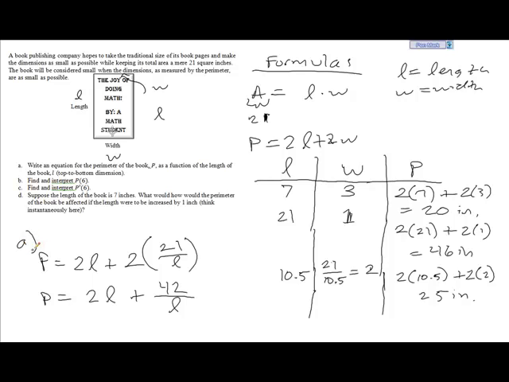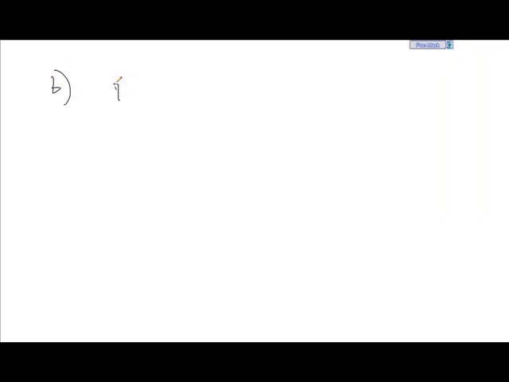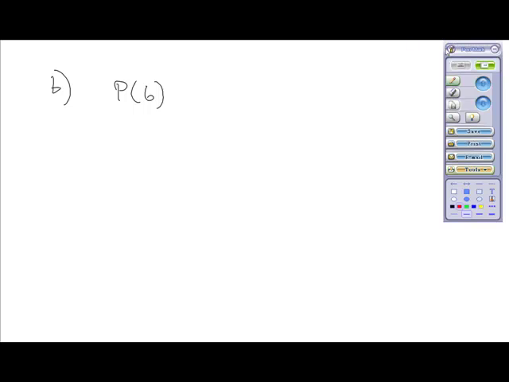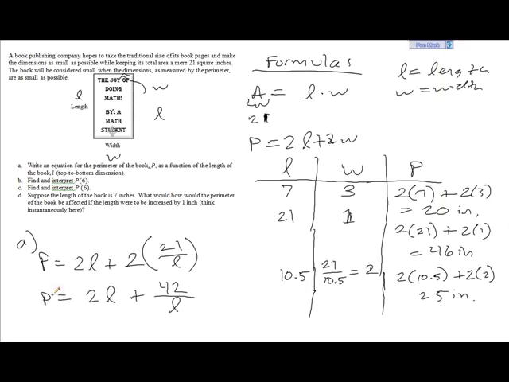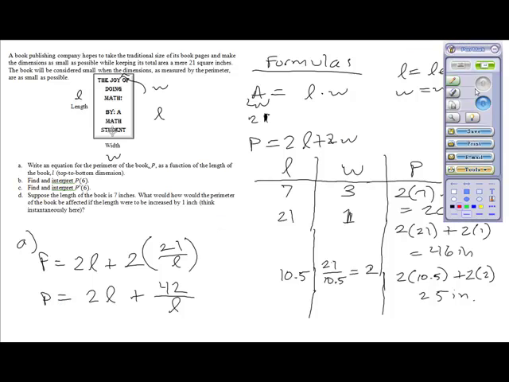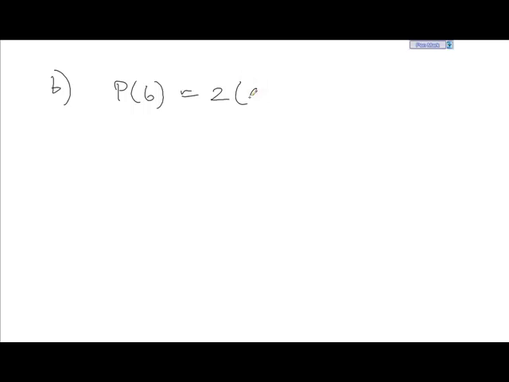There's our answer. Part B, we want to find and interpret P of 6. So that was a really hard part. So P of 6 would say, well, hey, wait a minute. Here's my P function. My P function depends on L. So if I do P of 6, that must mean I plug in 6 for the length and plus 42 divided by 6 for the length there.